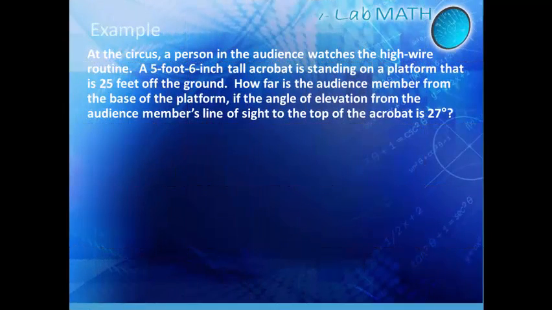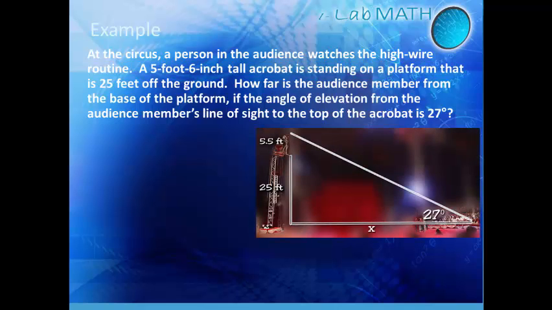Another example. At the circus, a person in the audience watches the high wire routine. A 5-foot, 6-inch tall acrobat is standing on a platform that is 25 feet off the ground. How far is the audience member from the base of the platform? If the angle of elevation from the audience member's line of sight to the top of the acrobat is 27 degrees. Here is the figure.